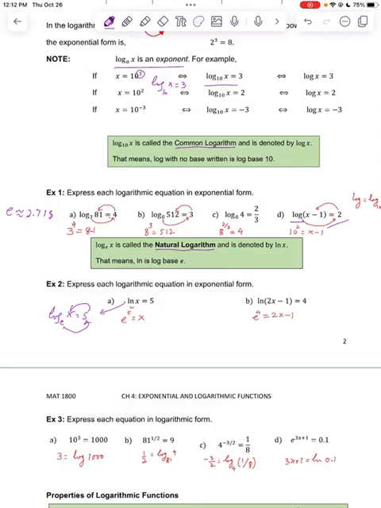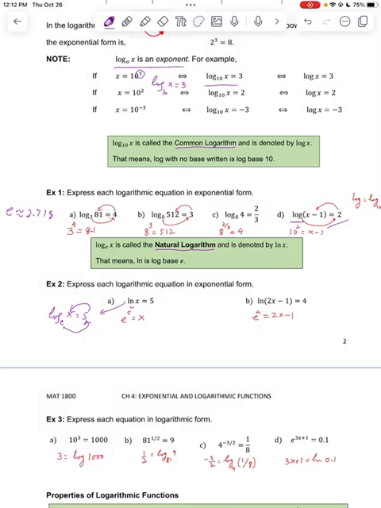Same thing here. ln of 2x minus 1. Now look here, 2x minus 1 is in parentheses, so it is together. Which means e raised to the power 4 is equal to 2x minus 1.